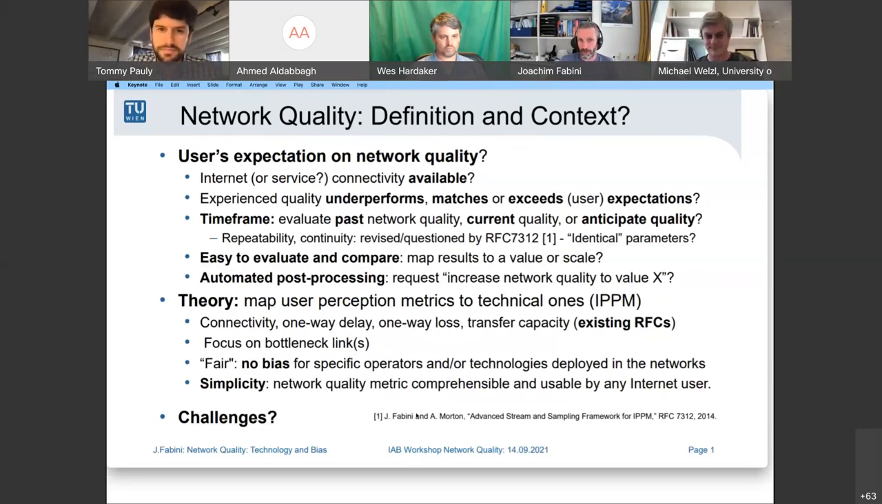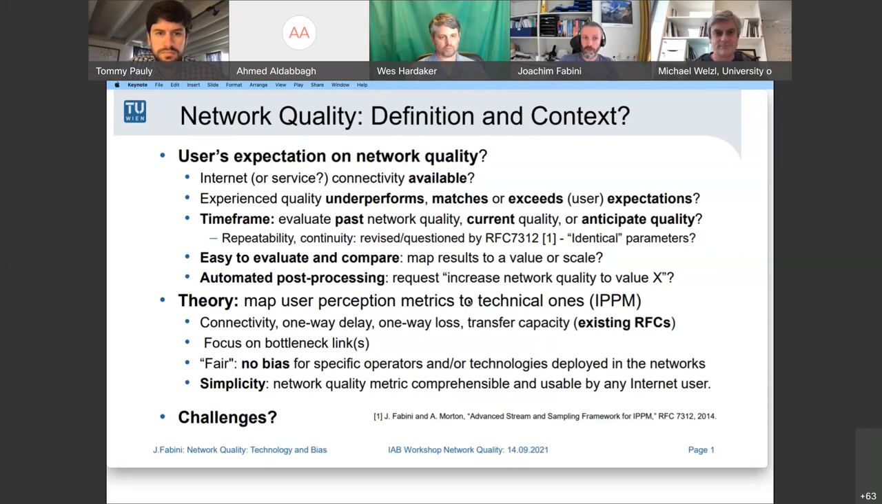Yeah, so I'm going more into the technical details. In particular, my personal expectation, if I was to rate a network quality, first term would be service connectivity, including all of the associated protocols of a service. And then I'd rate the quality as if it underperforms, matches, or exceeds my user expectations, which are subjective, of course. Then I'd rate, if I do measurements, I infer on a time frame. That is, do I evaluate past network quality, the current network quality, or do I anticipate future network quality or service quality?